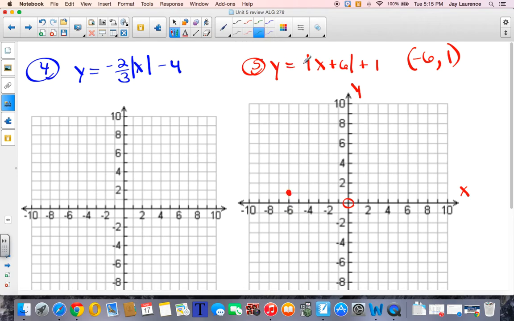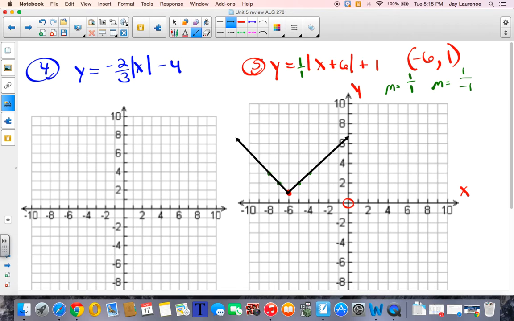Now my slope. My slope is the number in front of the absolute value. Well, I don't see a number, so I can assume there's a 1. So I'm going to use two slopes. I'm going to use the slope of 1 over 1 and the slope of 1 over -1. So I'm going to rise 1, run 1, and then I'm going to rise 1 and go back 1, rise 1 and go back 1. All right, and so my graph will be a V shape. Absolute value will always, always, always be a V shape. Okay, so this one here.